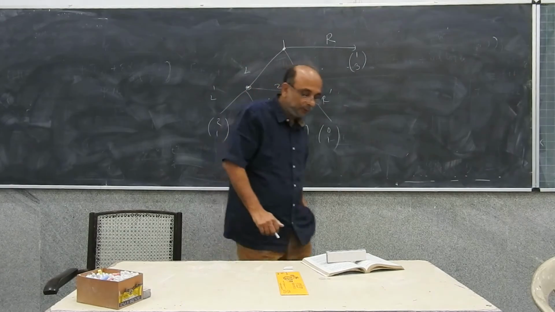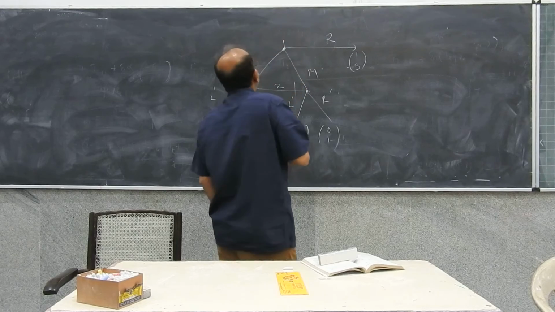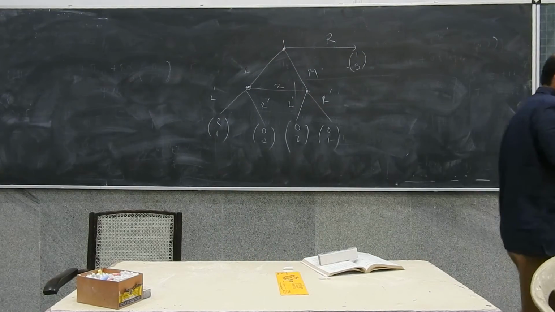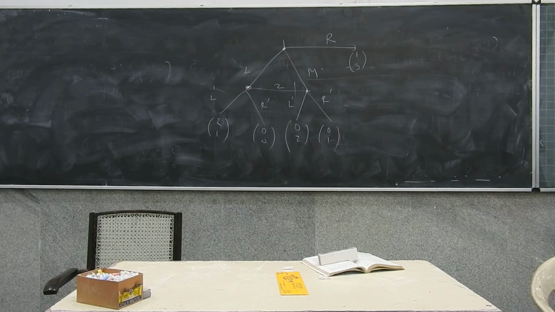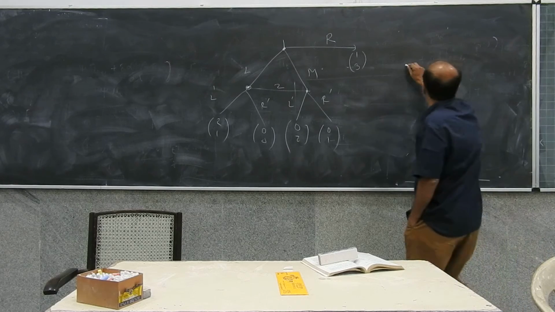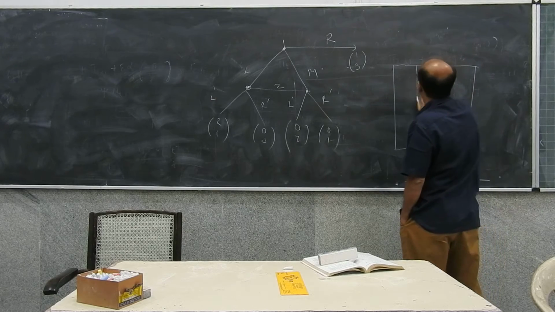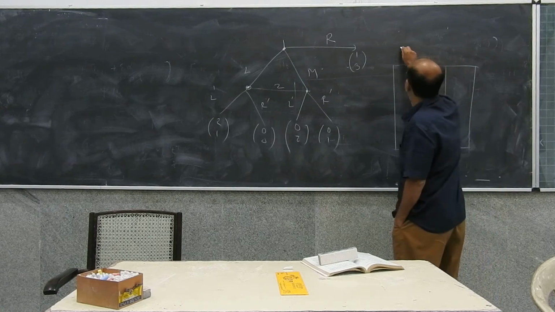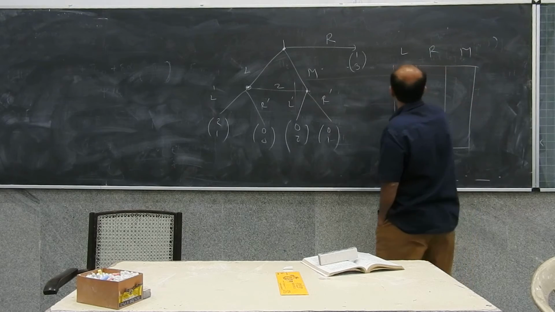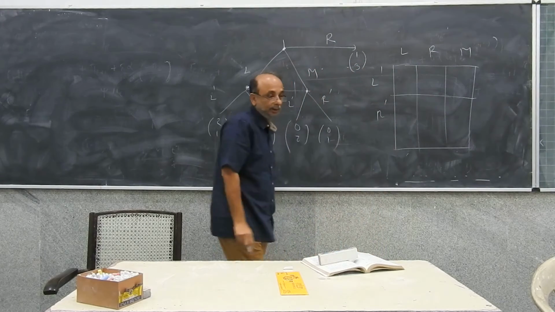First, let's try to convert that into a normal form game. So what are the strategies that player 2 has? L dash and R dash. What are the strategies that player 1 has? R, L and M. So let's first write it in a normal form: L, R, M for player 1, and L dash, R dash for player 2.